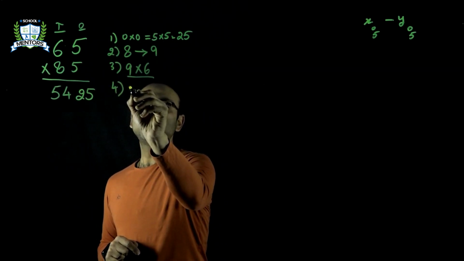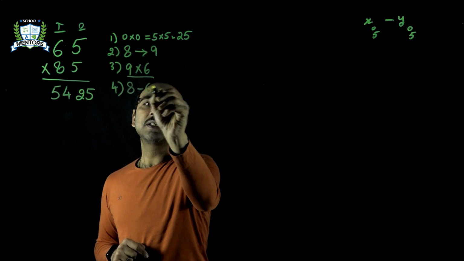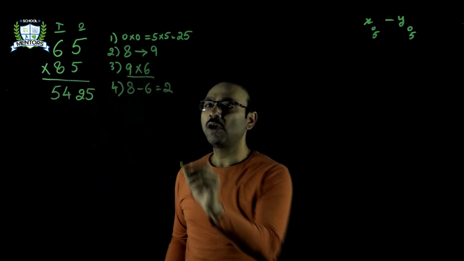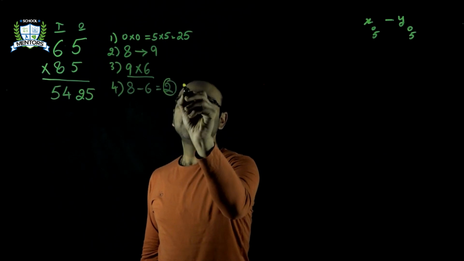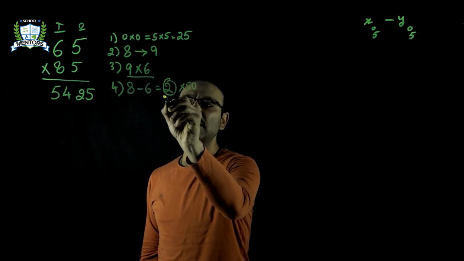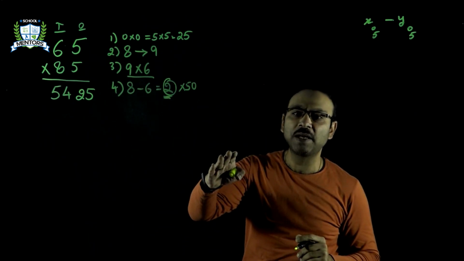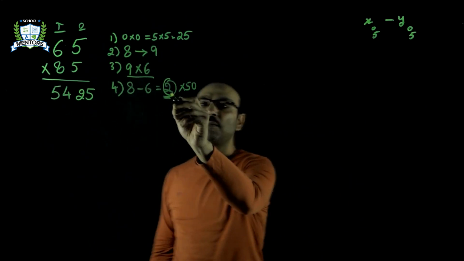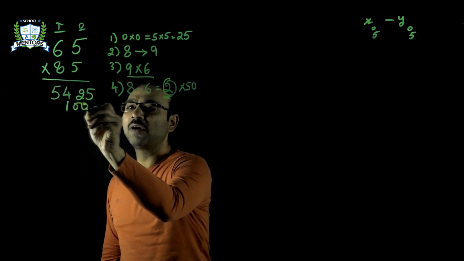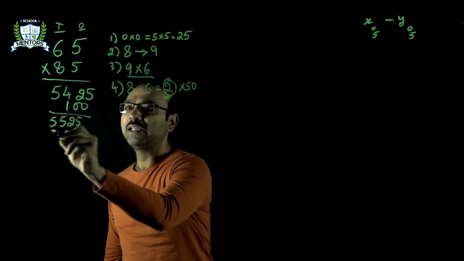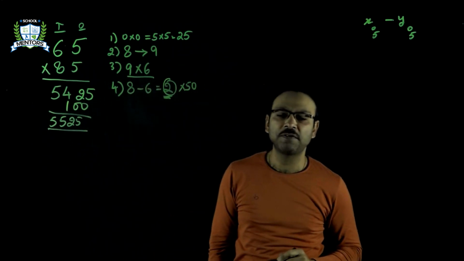The difference between the two tens place digits, 8 and 6, is 2. 8 minus 6 is 2. Now we take this 2 and multiply it by 50. Whatever is the difference of these two tens place digits, we multiply it by 50. In this case, the multiplication gives 100 and we add 100 here. So the answer becomes 5525. That is our right answer for 65 into 85.